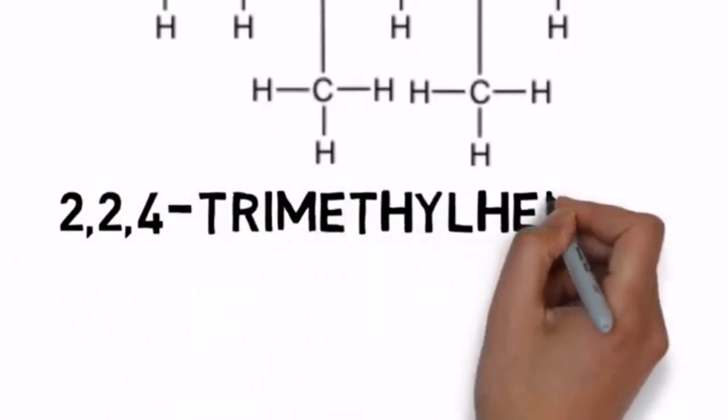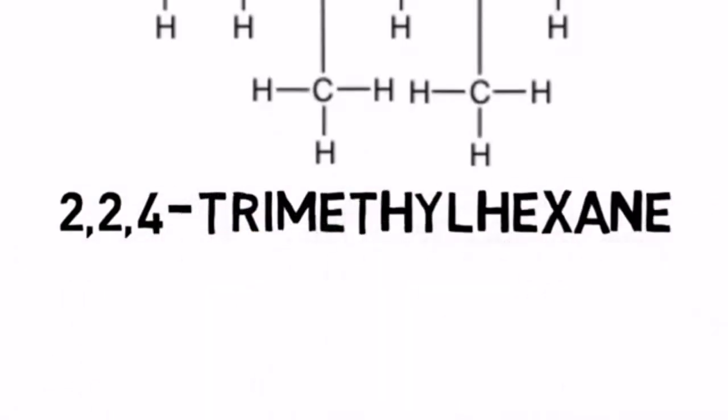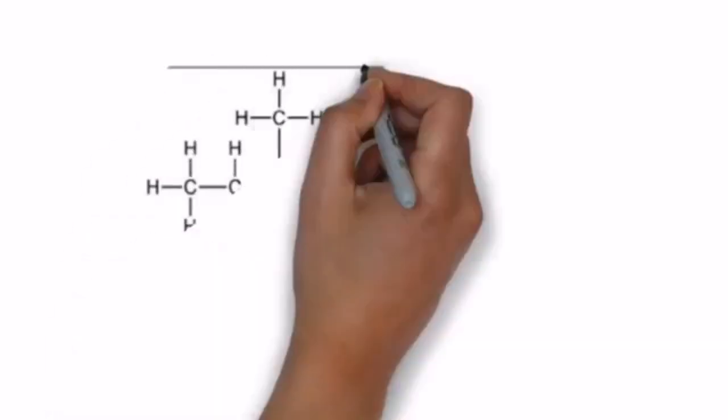So we have 2,2,4-trimethylhexane, meaning we have branches in carbon number 2. We have 2 branches, right? Then also in carbon number 4. Since we have the same methyl branches, and there are 3, we say trimethyl. But if it was 2, we would say dimethyl. I don't know if you understand that.